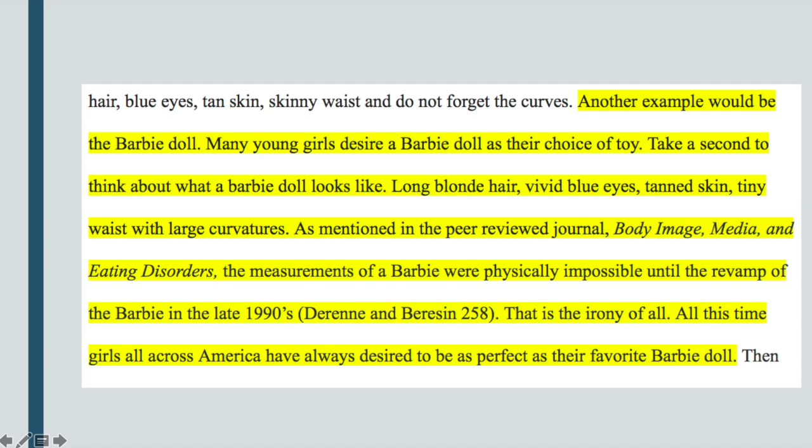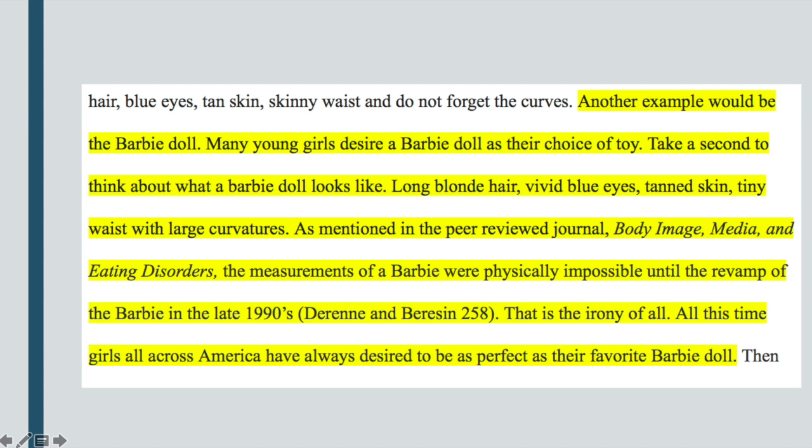So this is an example of critically evaluating the information from a source, and it says, another example would be the Barbie doll. Many young girls desire a Barbie doll as their toy of choice. Take a second to think about what a Barbie doll looks like. Long blonde hair, vivid blue eyes, tan skin, tiny waist with large curvatures. As mentioned in the peer-reviewed journal, Body Image, Media, and Eating Disorders, the measurements of a Barbie were physically impossible until the revamp of the Barbie in the late 1990s. That's the irony of it all.